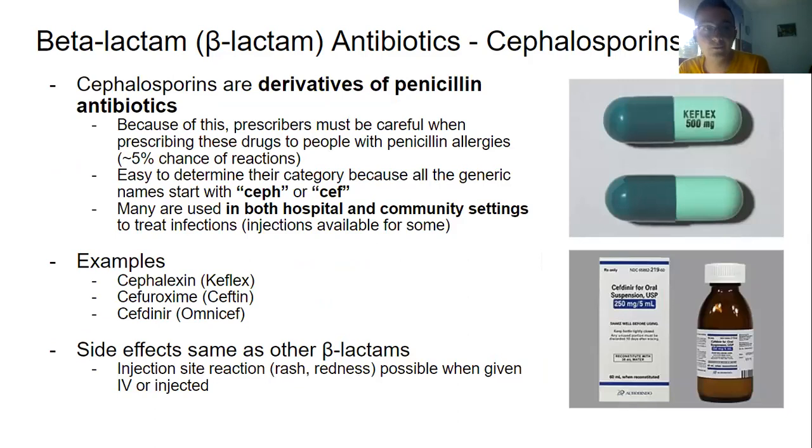Continuing with our beta-lactams, we move on to the cephalosporins, and those are derivatives of penicillin antibiotics. So they're related. They're kind of like cousins to the penicillin family. Now, because of this, prescribers are super careful when prescribing these drugs to people with penicillin allergies. But a lot of times they can be prescribed depending on their chemical structure, because there's only about a 5% chance of having what's called a cross-reactivity.